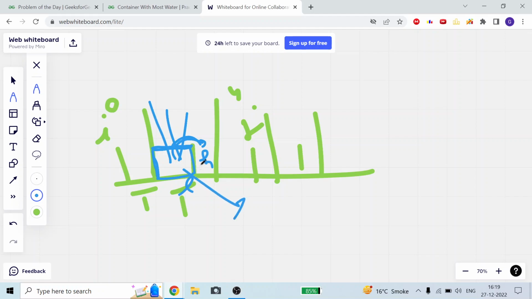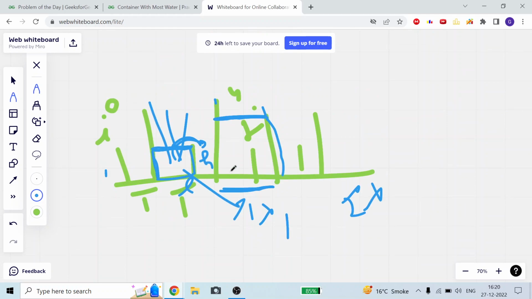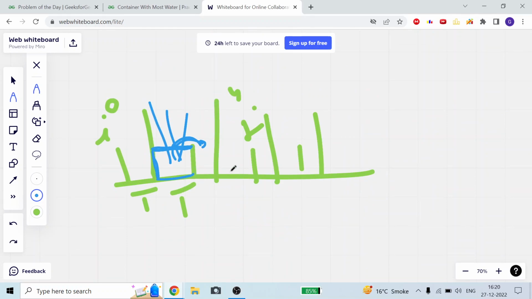So the minimum amount of water is, suppose this is one height into one length, that is 1. For the water stored between these two, the base, meaning the width, is equal to 2, and the height is the minimum of the two heights. So we can store water 2 into the height of this; suppose this is x, then it will be 2x. So guys, what we need to do is find the maximum amount of water we can store.